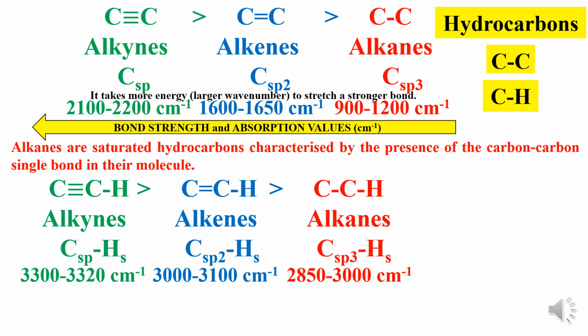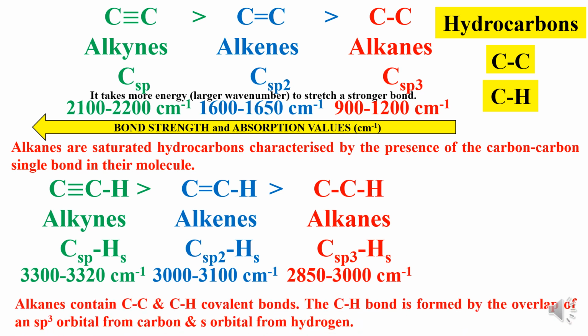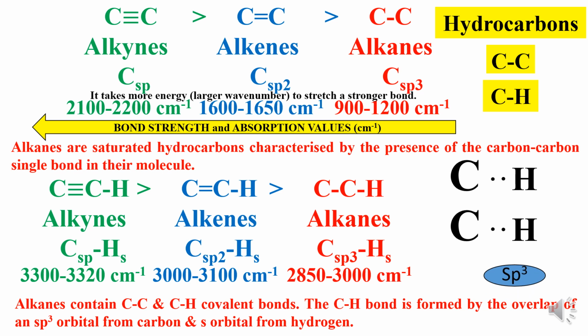Now, talking about the carbon-hydrogen bonds in alkanes, alkenes, and alkynes. To begin with alkanes. Now, the CH bond in the case of alkanes is formed by overlap of an sp3 orbital from carbon and an s orbital from the hydrogen atom. So, a carbon-hydrogen covalent bond is formed by mutual sharing of a pair of electrons. That is how the CH bond is formed. So, the CH bond in the case of alkanes is formed by overlap of an sp3 orbital from the carbon and an s orbital from the hydrogen.